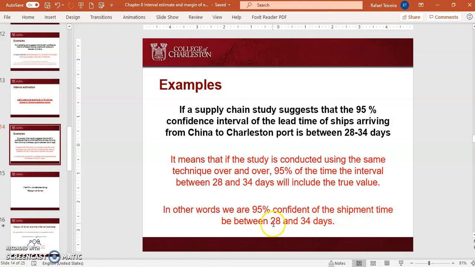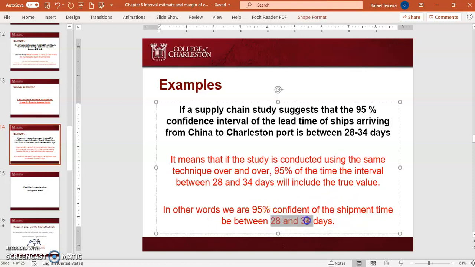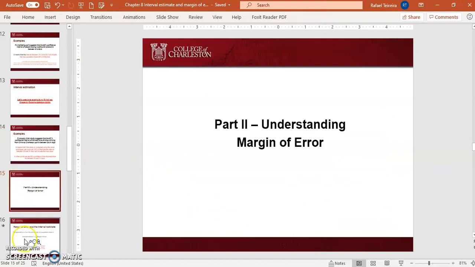This is very important because if you want to plan operations in the port, we have confidence in the interval that those ships coming from China will take to get to the port. Okay, I'm going to stop here and prepare another video about understanding margin of error.